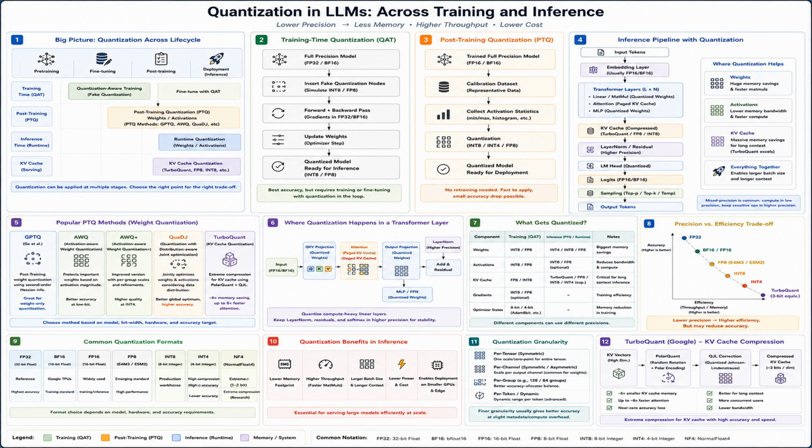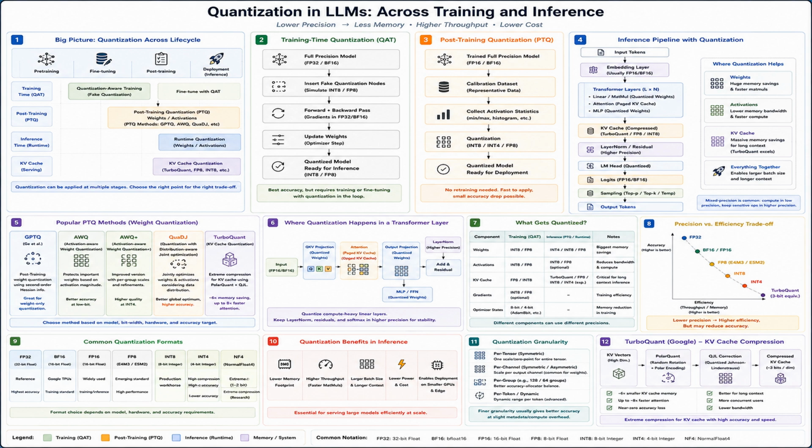Section 5 lists popular PTQ methods. GPTQ focuses on weight-only quantization with minimal reconstruction error. AWQ improves int4 performance by preserving highly important weights. QuadJ goes further by jointly optimizing quantization across the network. TurboQuant shifts focus to runtime memory, compressing KV cache instead of weights. Each method represents a step towards more system-aware optimization.